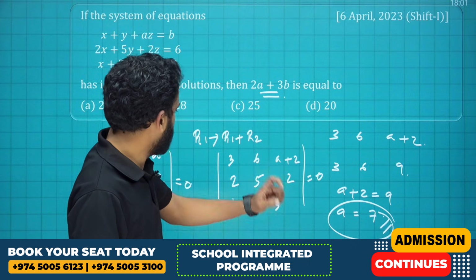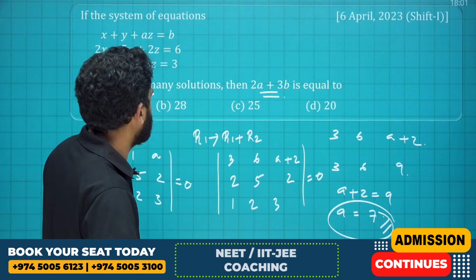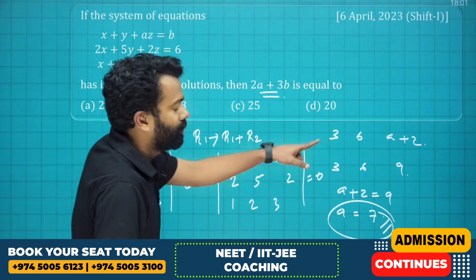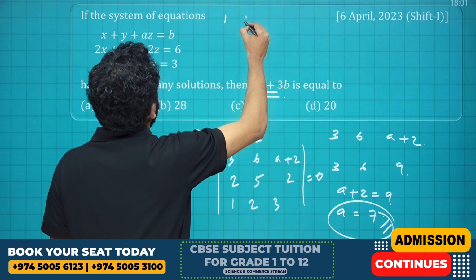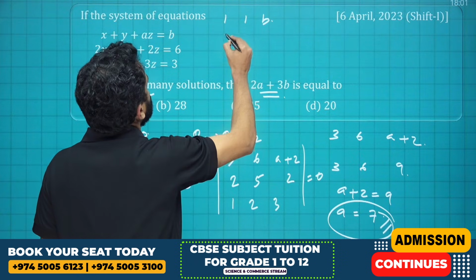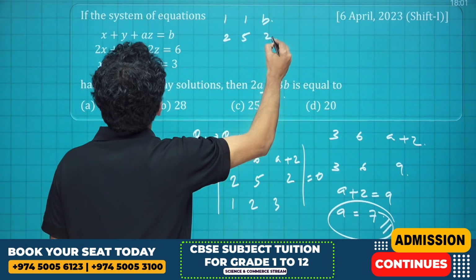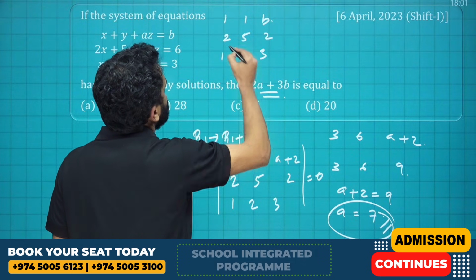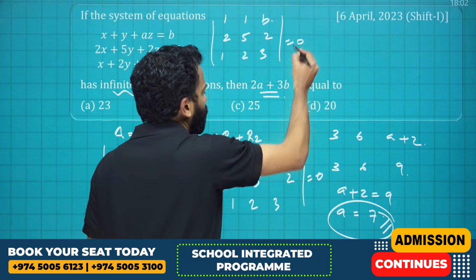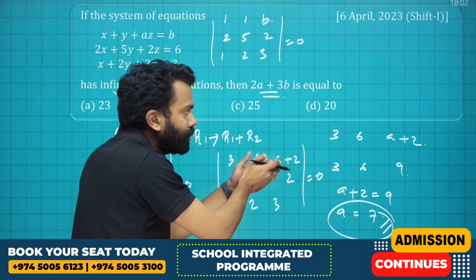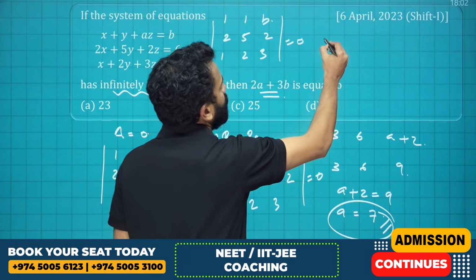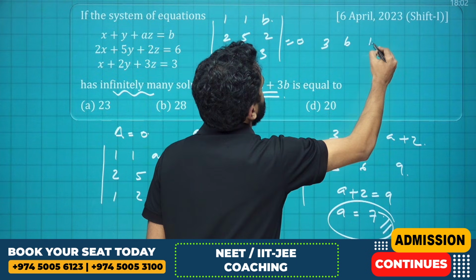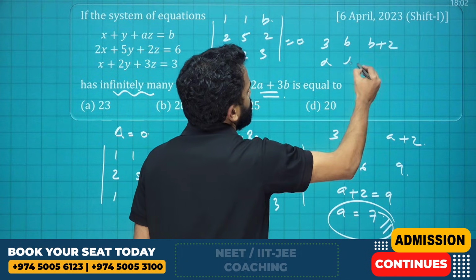Next one, and we need to find the value of b also. It's very easy, like this. We will get the value of b. That is 1, 1, b, 2, 5, 2, 1, 2, 3. Just add these two. Whatever method we used here, you can use the same method here to find the value of b. If you add this and this, it will be 3, 6, b plus 2. Just don't mind about this row.